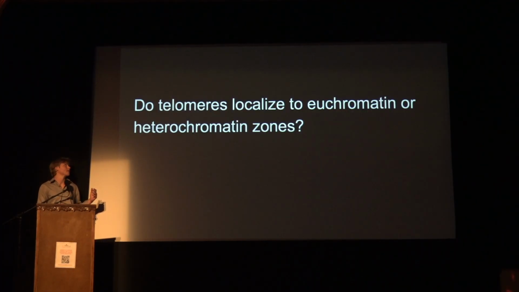My question was, do telomeres localize to euchromatin or heterochromatin zones? I did not know what that meant at first, but it's clear to all of us. Super clear. Basically, euchromatin is less dense areas in the nucleus where it's more transcriptionally active, and heterochromatin zones are more dense, less active. So I had to do a bunch of stuff to answer this question.